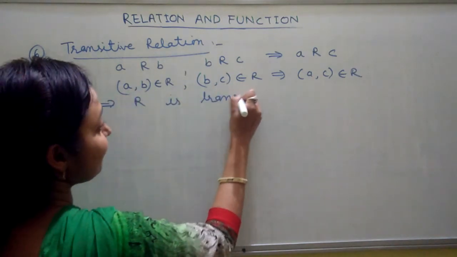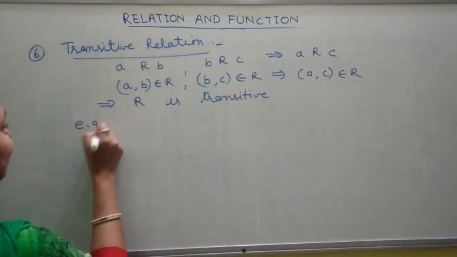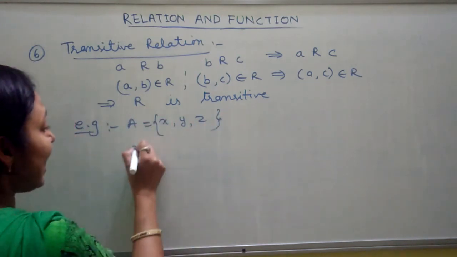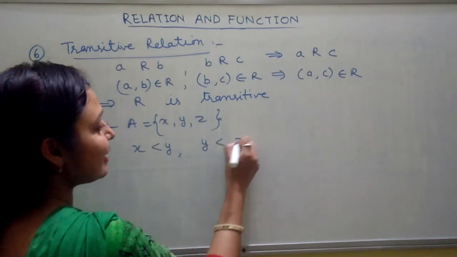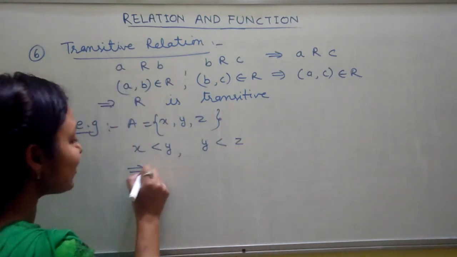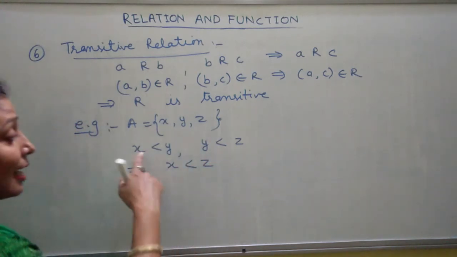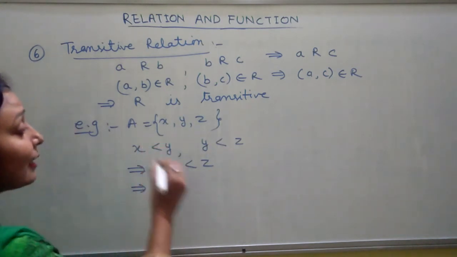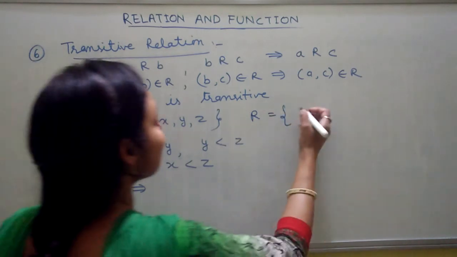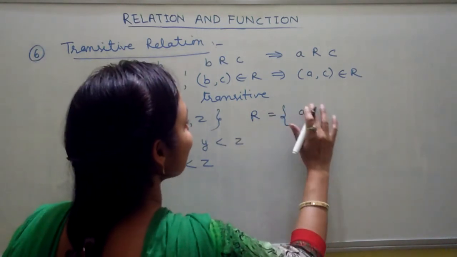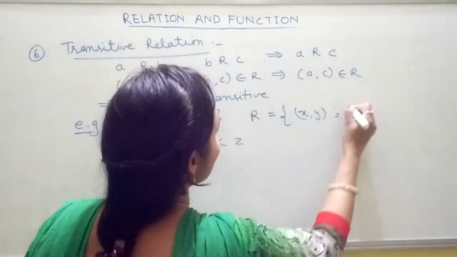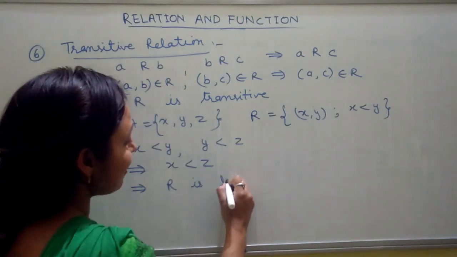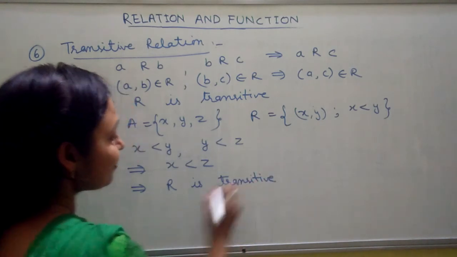Okay, for example, if X, Y and Z are three elements in a set A, and X is less than Y and Y is less than Z, then it is obvious that X is less than Z. That means if a relation is defined as X is less than Y, Y is less than Z, so X is less than Z, then we can say that R is transitive. So this is the transitive relation.